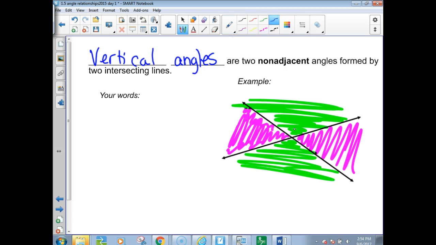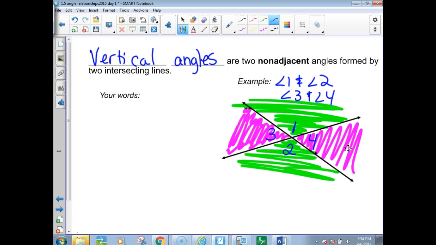So if I call the ones I highlighted in green 1 and 2, angle 1 and angle 2 are vertical angles. Now some kids think they have to go this way because of the word vertical, meaning going straight up and down. But these are also vertical, 3 and 4. Angle 3 and angle 4 are also vertical angles. All they have to do is somehow make these.